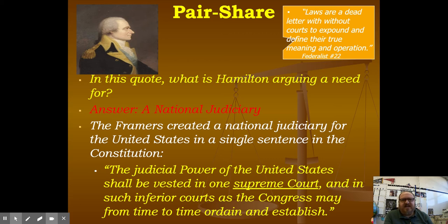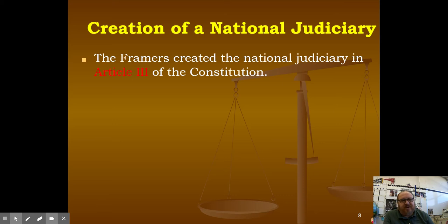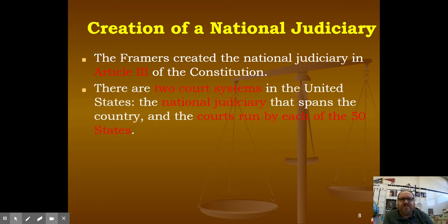So what is he arguing a need for in Federalist 22? Article 3, the national judiciary. And the framers created the national judiciary in the first sentence of Article 3. The judicial power of the United States shall be vested in one Supreme Court, and in such inferior courts as the Congress may from time to time ordain and establish.